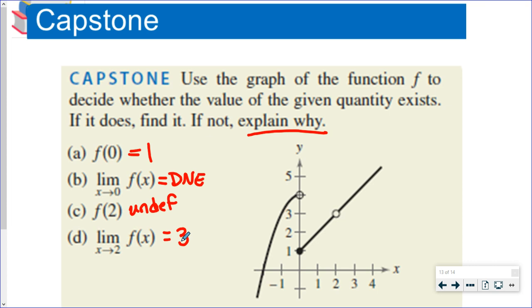Oftentimes they do match, and that's the whole case with direct substitution. When you can do direct substitution, that's when a function value and the limit will match. But they don't have to at all. They do not have to match.